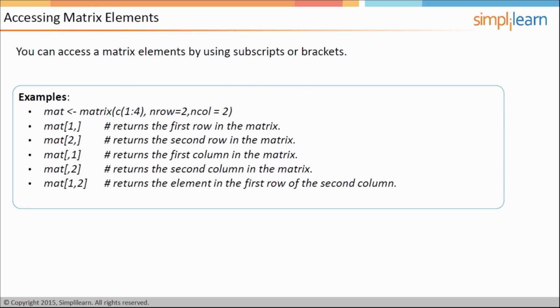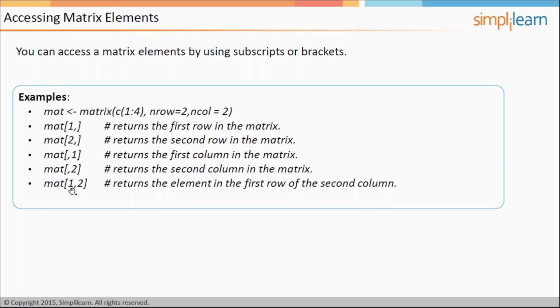When you want to pull data from your matrix, like we did with vectors earlier, this is the command, and it works the same as it did with the vector. You have a square bracket, and within the square bracket you have a comma. The number on the left side of the comma refers to the rows, and the number on the right side of the comma refers to the columns.